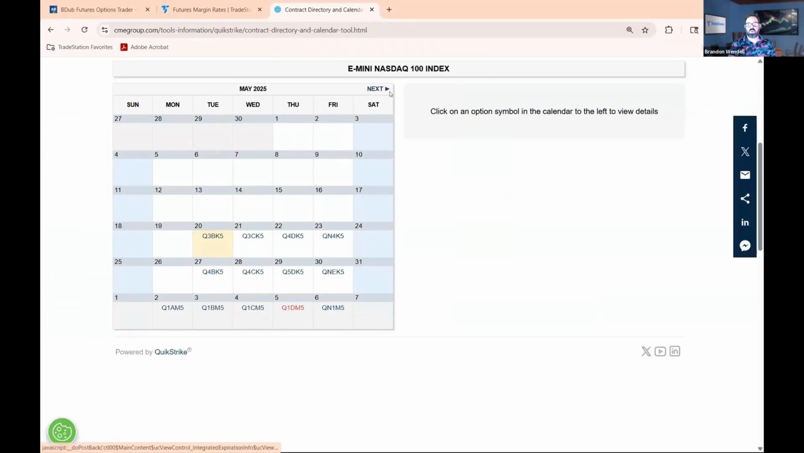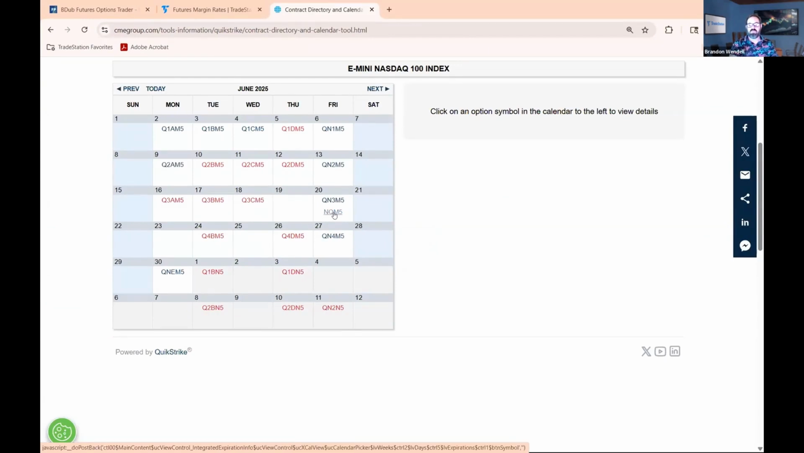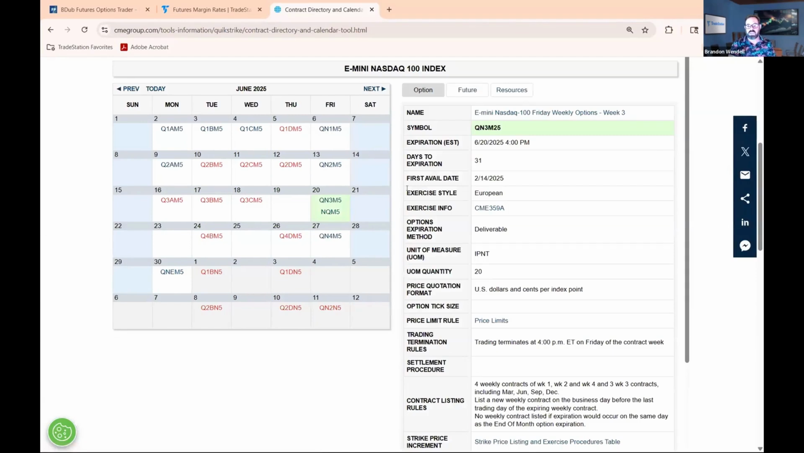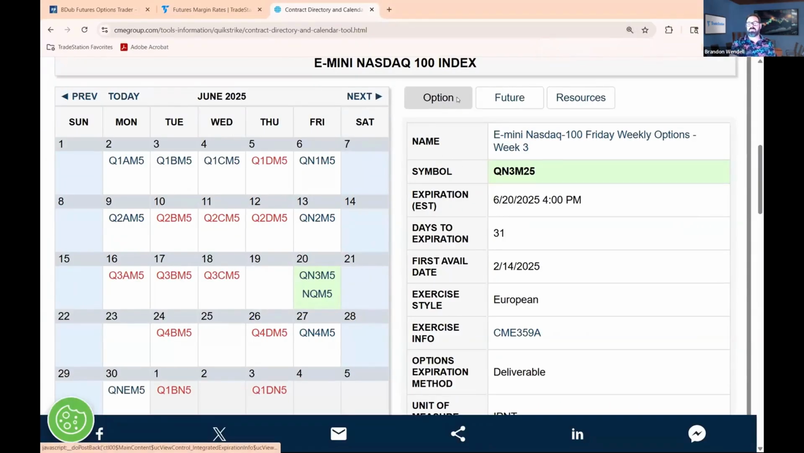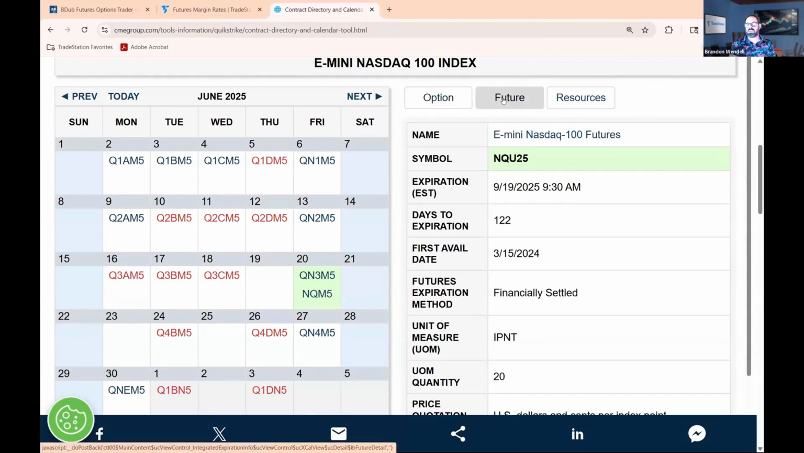So let's go to that quarterly expiration of June, which you can see right here, NQM5, that's the actual future. And if I go right above it, actually, that's not the one, I don't think. That's QN3M, meaning NASDAQ third week, June 2025. I can click on that though. And right here it shows you option, future, and resources. If you want to see the underlying security, you click on future, and there it is.